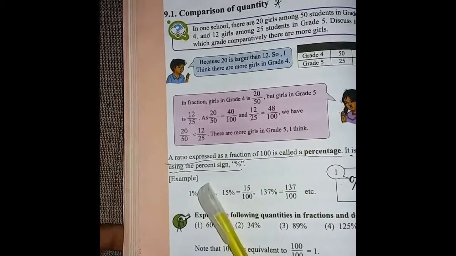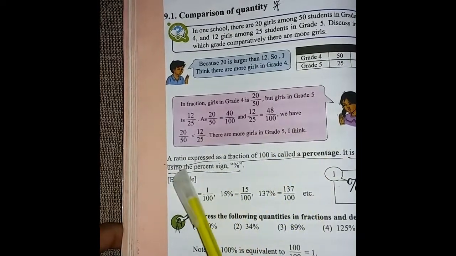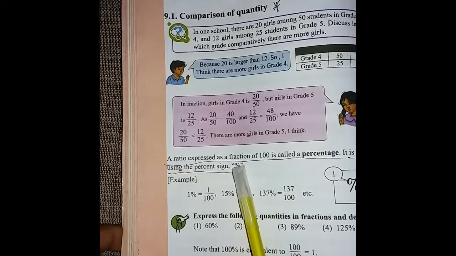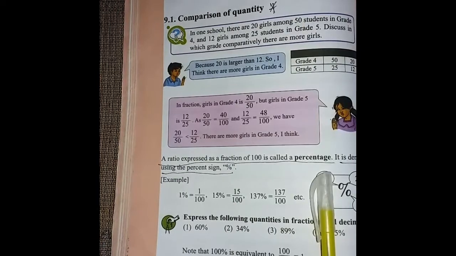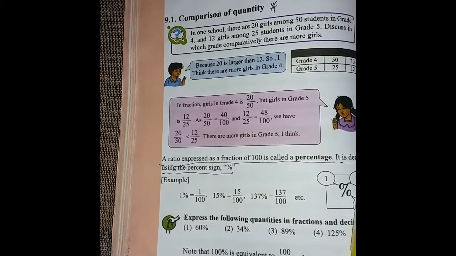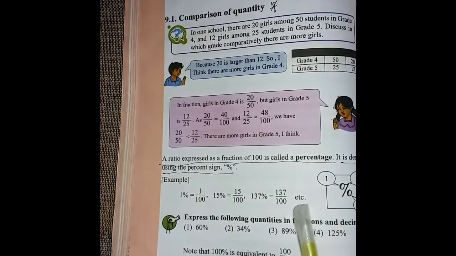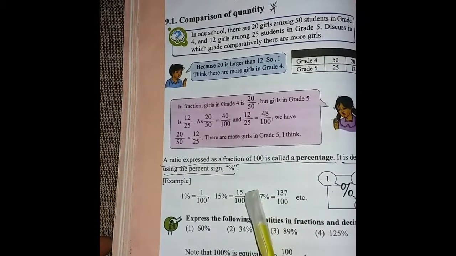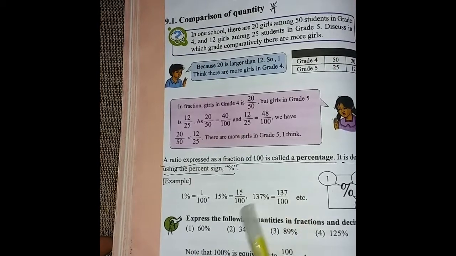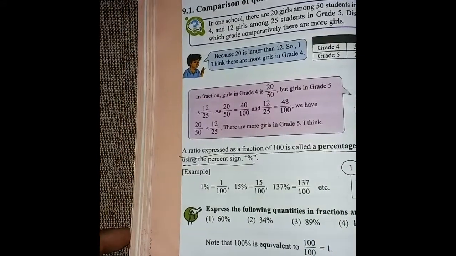What is actually percentage? You can see in your book, if this kind of question comes, what is percentage? A ratio expressed as a fraction of 100 is called percentage. Fraction of 100 means, always remember, in percentage the denominator will be 100. Look here, 137 percent means 100 as denominator and 137 as numerator. Have you seen? 15%, 15/100, can be expressed in reduced form as a common fraction. We have already learned that.